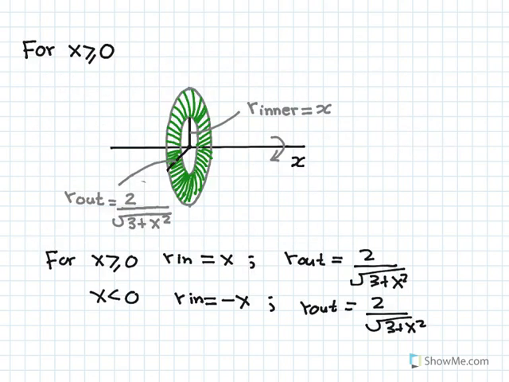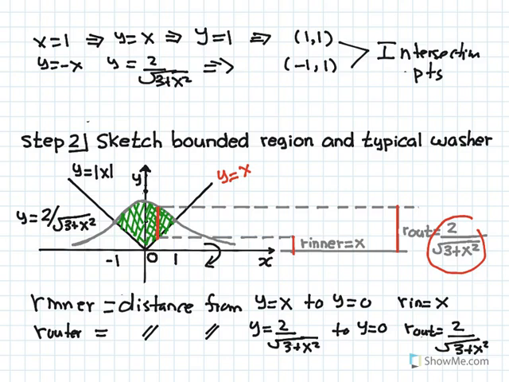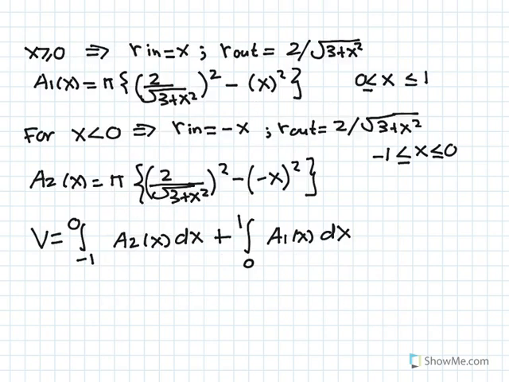Let's illustrate from the diagram. You can see that the region that we've drawn here, the green shaded region, is symmetric about the y-axis. So we only need to take the right half, revolve it about the x-axis, find the volume, multiply by 2. Let's do that. So what we have is, due to symmetry about the y-axis, the volume is 2 times the integral from 0 to 1, A1 of x dx.